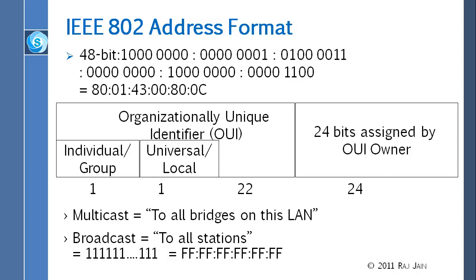The second bit is universal or local. 0 means universal, 1 means local. 0 means individual, 1 means group. So if the second bit is 0, that means it is globally unique and assigned by IEEE. If that bit is 1, it is locally assigned by the manager of that building and has no global meaning. So the OUI and everything else is meaningless if that second bit is 1.